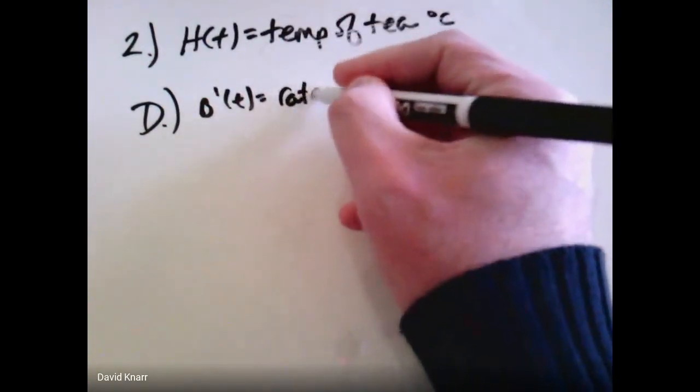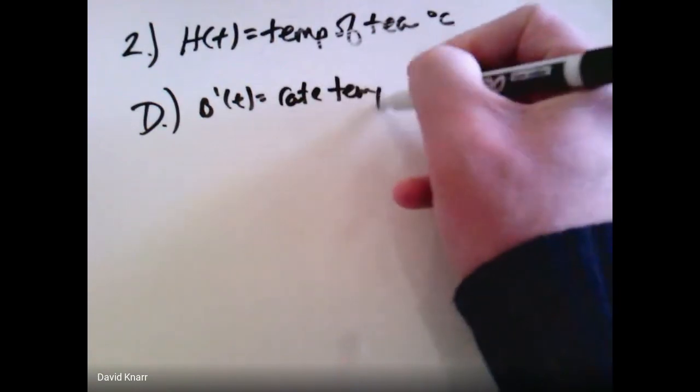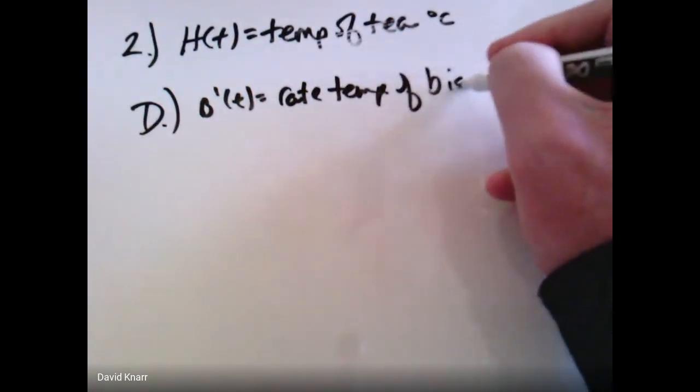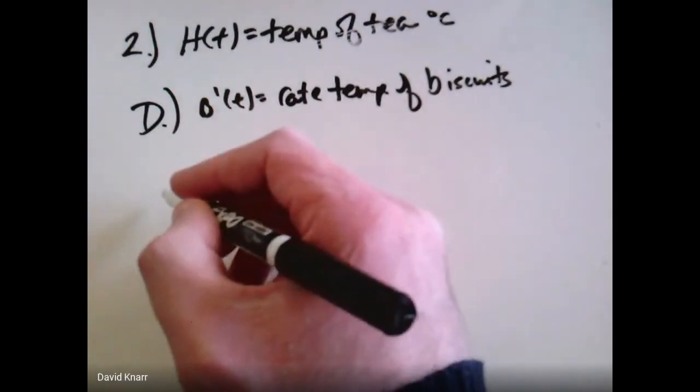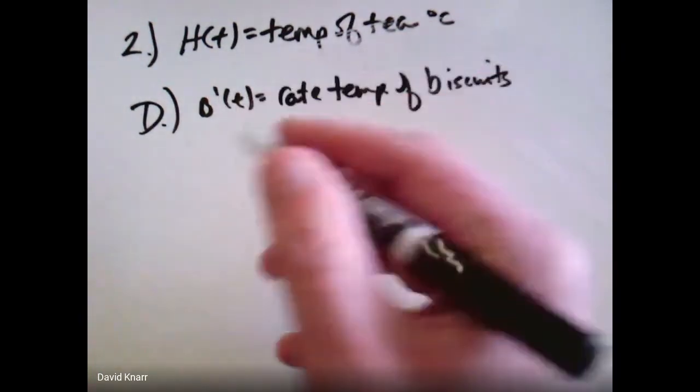Okay, so we're given B prime. B prime must be the rate of change of the temperature of the biscuits, because it says the temperature of the biscuits is modeled by B. We're given B prime, that's the rate. So we need to know what the temperature of the biscuits is at t equals 10. Now, we can figure that out. We're given the rate. If we integrate, we get the change in temperature.